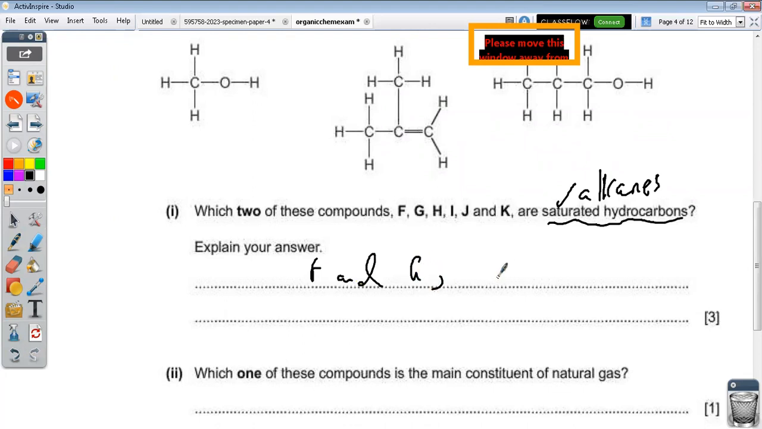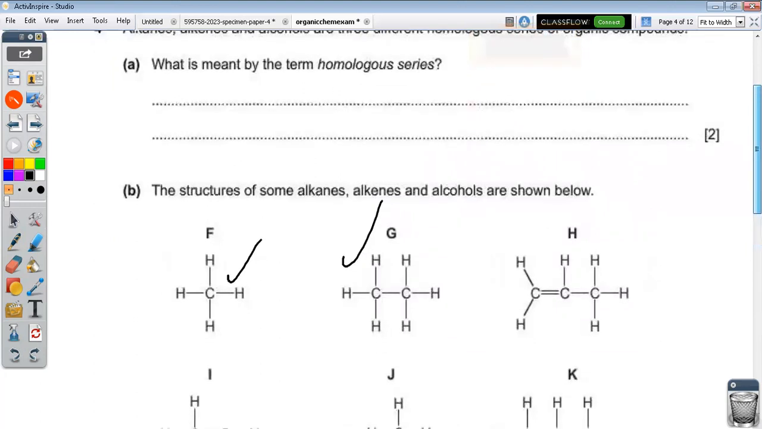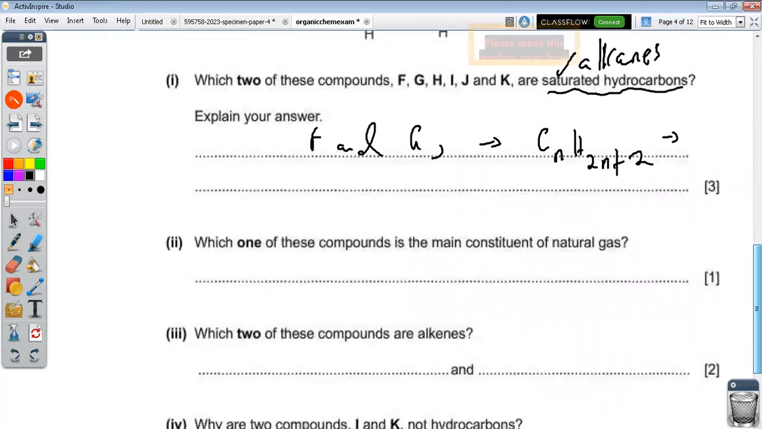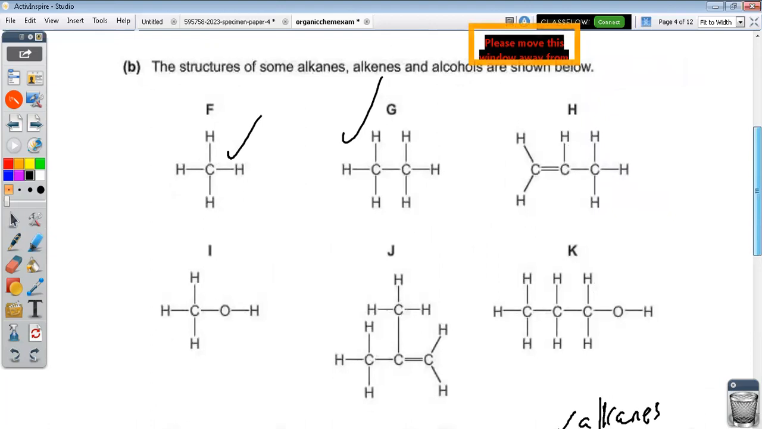Are we together? Because they belong to CnH2n+2. Make sense? Yes, sir. One of these compounds is the main constituent of natural gas, which is easy. Which one? Your natural gas is what? If you are reading chemistry, methane is natural gas. And what is methane? Natural gas.